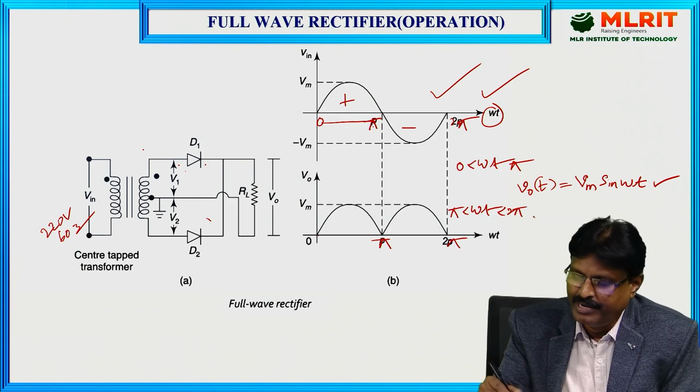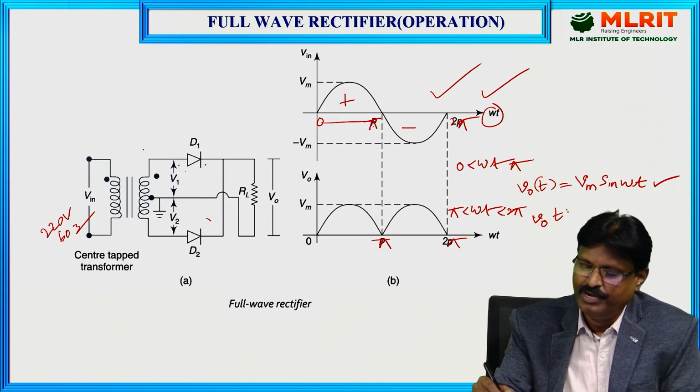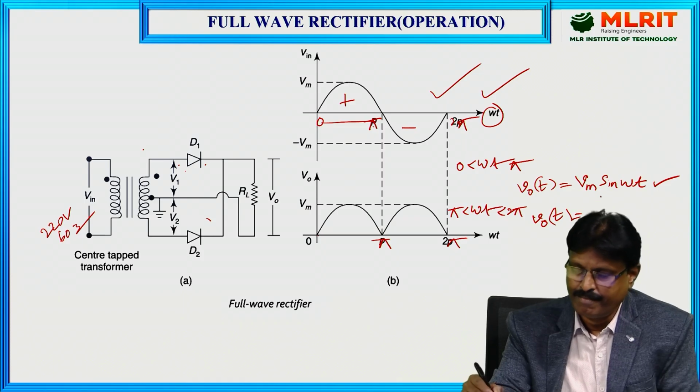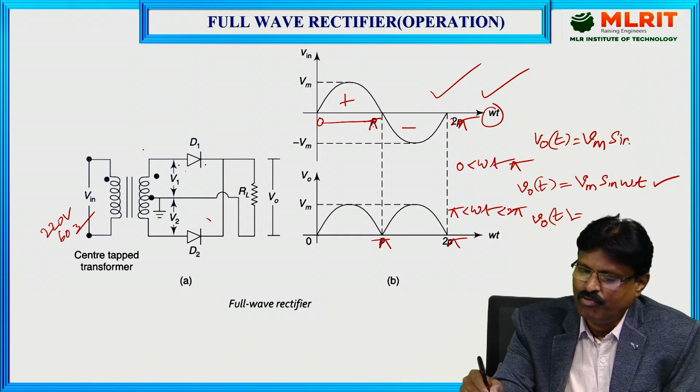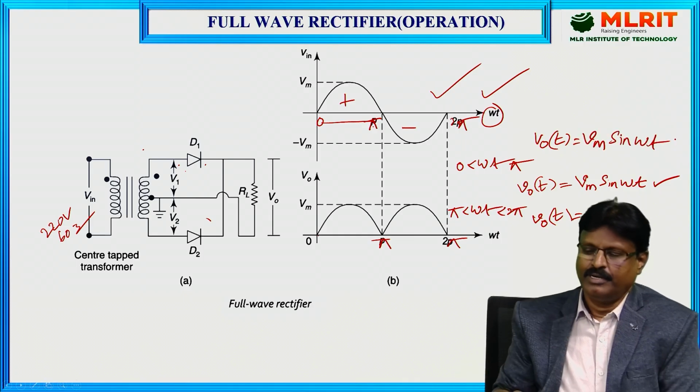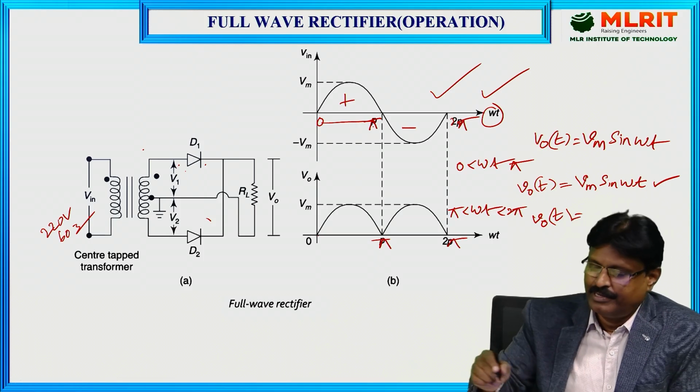That's why here I am writing the same equation. V naught of t is equal to the same Vm sin omega t. Okay. So finally I will be concluding here.